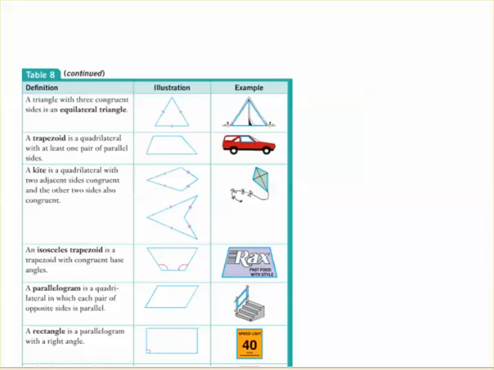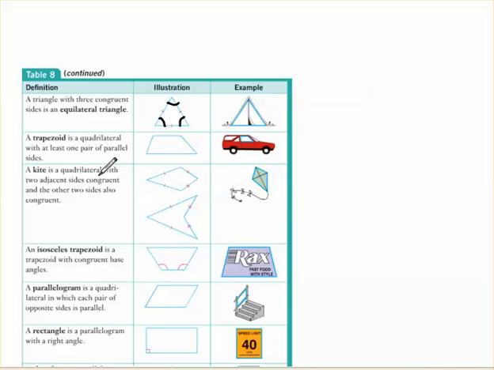A triangle with three congruent sides is called an equilateral triangle, and an equilateral triangle also has three angles that are the exact same measure. A trapezoid is a quadrilateral with at least one pair of parallel sides. So even though these sides are not congruent, they're not the same measure, they are parallel to each other.